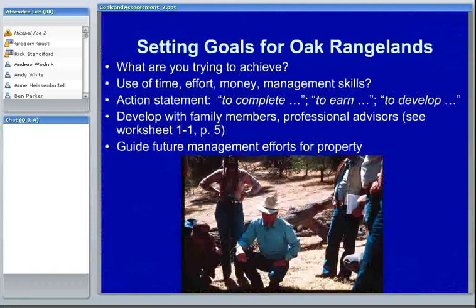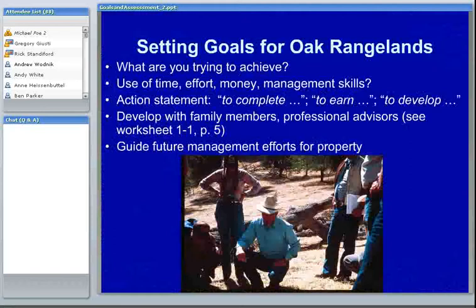But really, when you're setting goals, what are you trying to achieve with your land? What is the reason that you own the land? What do you want to see happen with it into the future? How do you want to use your time, your money, your management skills to move forward into the future?